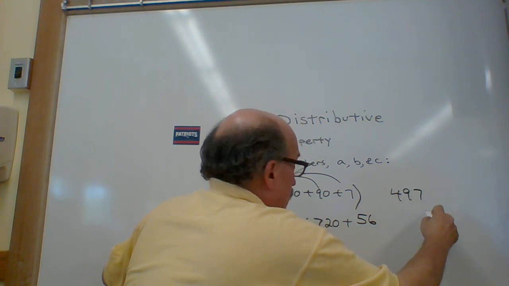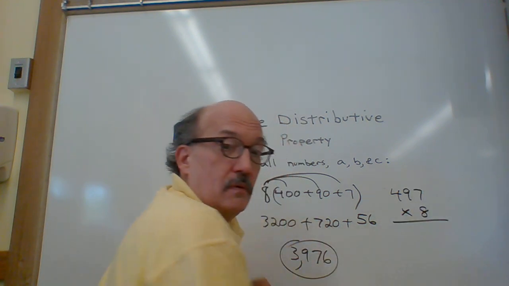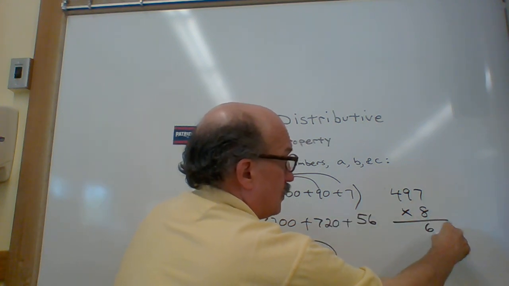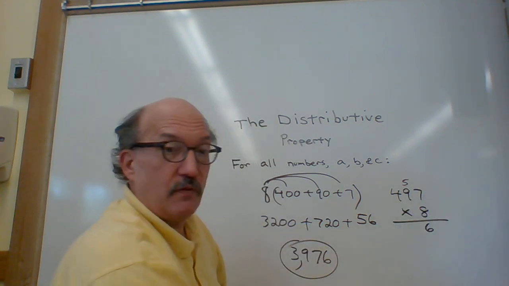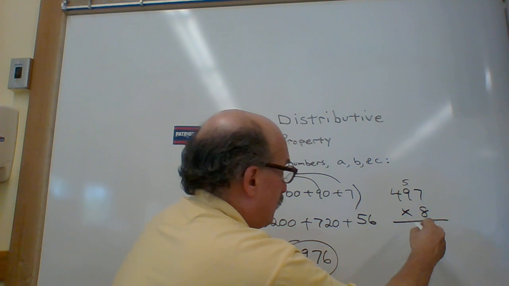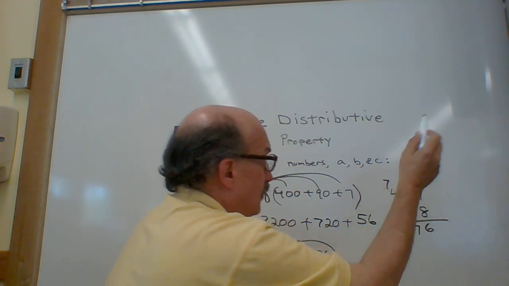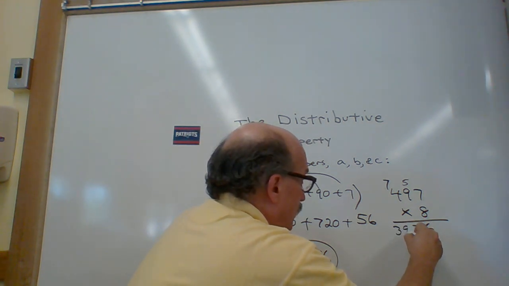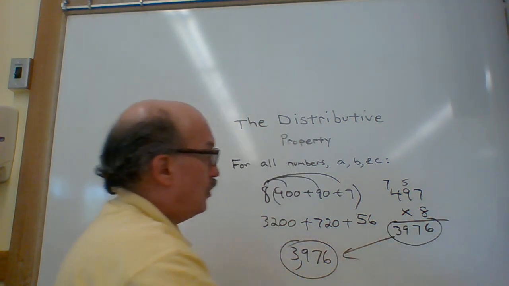497 times 8. 8 times 7 is 56. Put down the 6. Carry the 5. 8 times 9 is 72. Plus 5 is 77. Put down the 7. Carry the 7. 8 times 4 is 32. Plus 7 is 39. There we go.